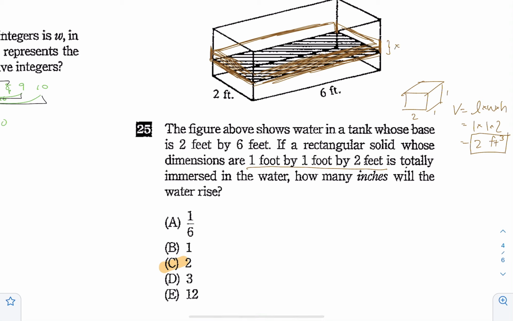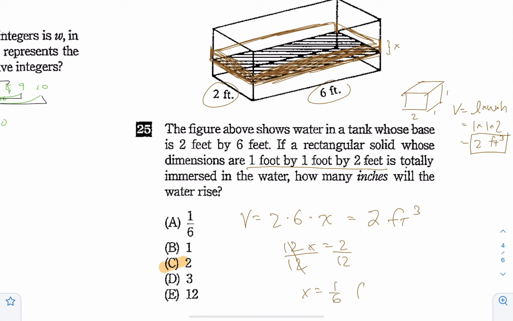So we can call that x. 2 times 6 times this height, because you have this little sliver of water, has to be equal to this 2 cubic feet. So 12x is equal to 2. If you divide by 12, you get that x is equal to 1/6 of a foot. And that's equal to, in terms of inches, 2 inches. Choice C.